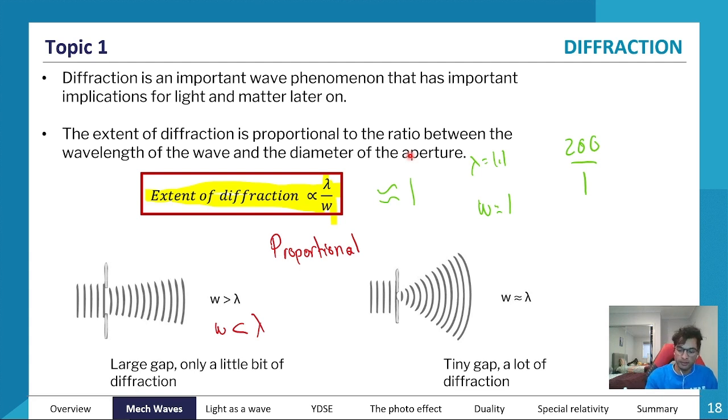Same thing will occur if we increase the size of the width. So if we make the width really big, let's say we make the width 1,000, we're not going to see much diffraction.